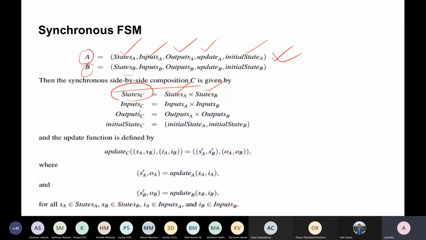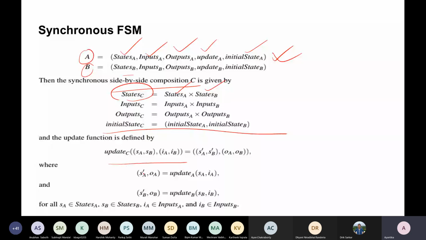And inputs, also the pair of inputs A and inputs B. Similarly, outputs, only the initial states. For initial state, we have to consider all the initial states whenever we have fused, before combining all the states. And then the update condition. How does this update work? It is the transition condition. How are we defining that?